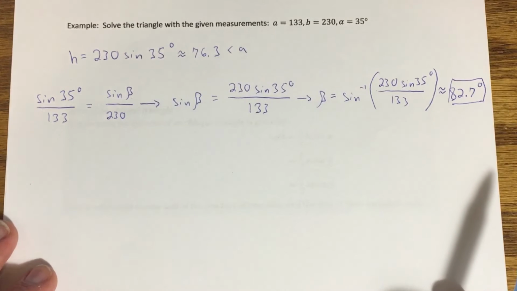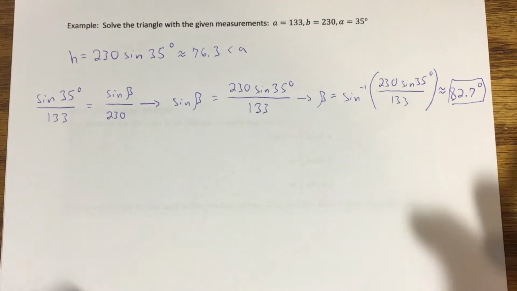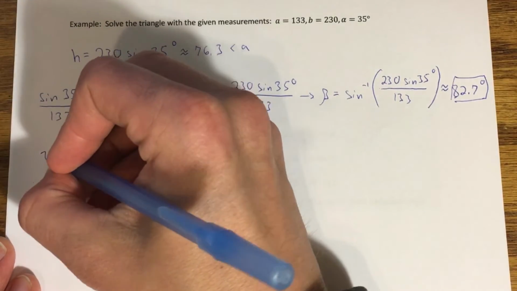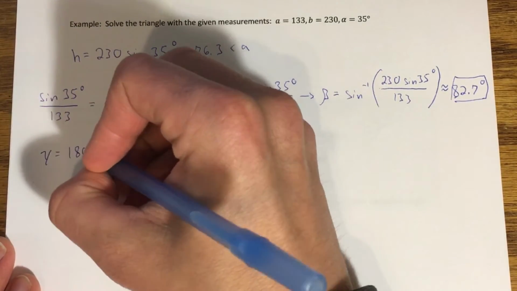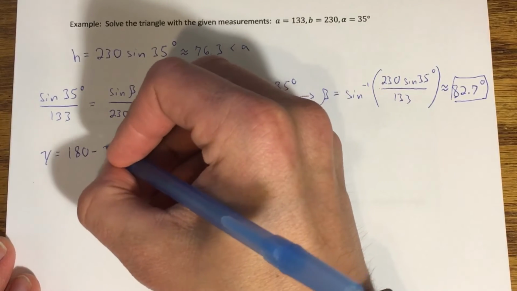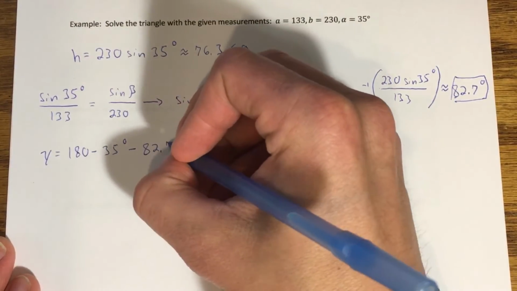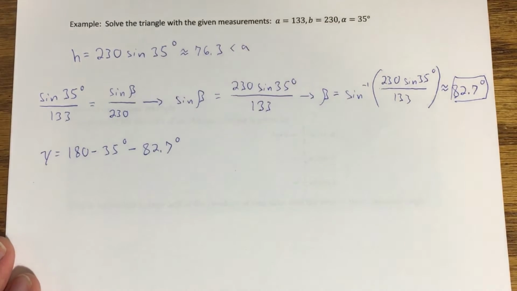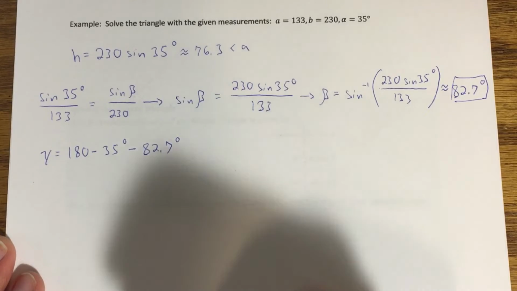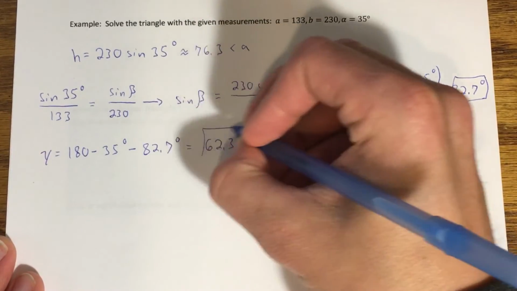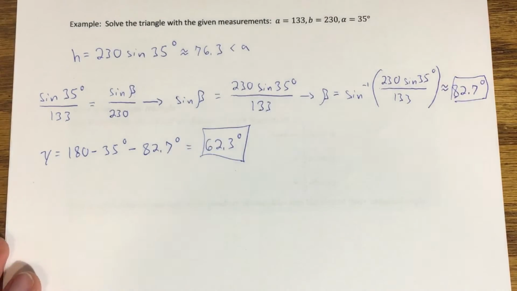Okay, now I have two angles. I have alpha and I have beta. Now I can make sure everything adds up to 180 and find gamma really easily from there. Gamma should equal 180 minus alpha, which is 35 degrees, minus beta, which is 82.7 degrees. If we do the subtraction, I should get 62.3 degrees. Two down, one to go. Now all that's left to do is find c.